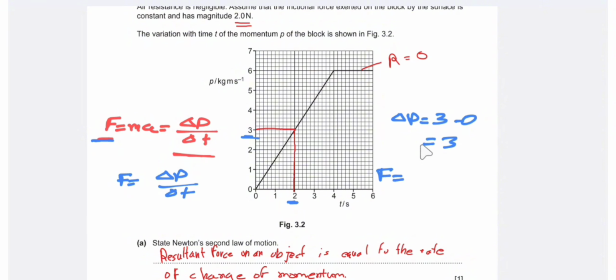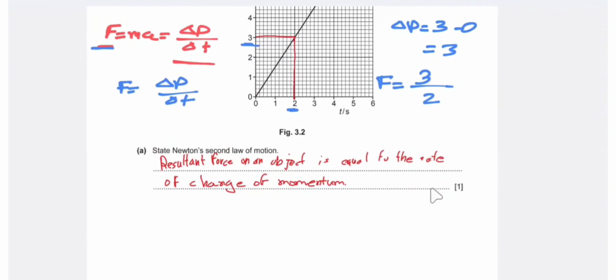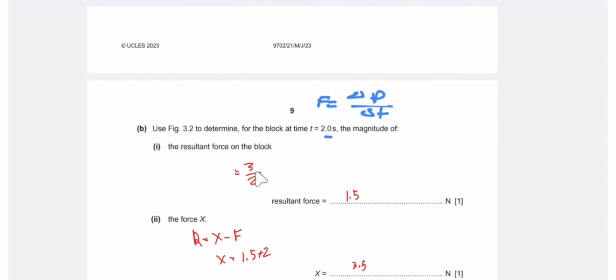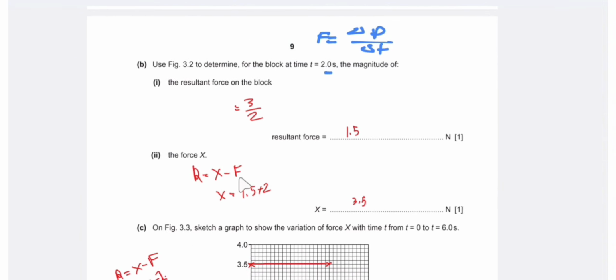What is the resultant force? Resultant force is equal to change in momentum, that is 3, by change in time, that is 2. So 3 by 2, or 1.5. So the resultant force is 1.5 Newton.